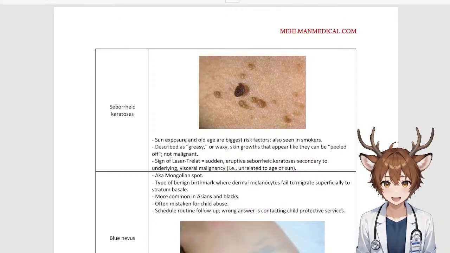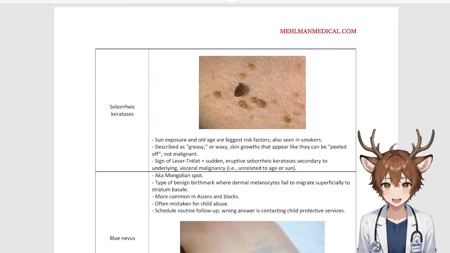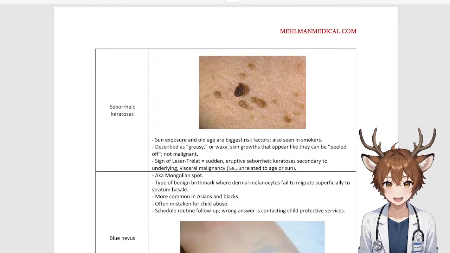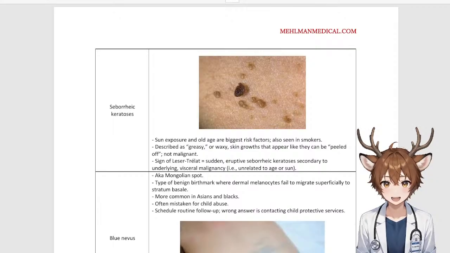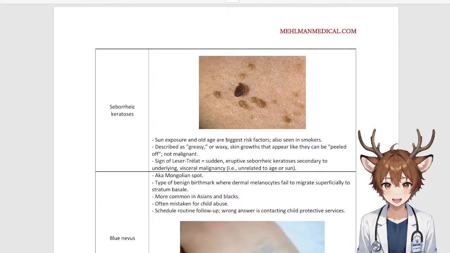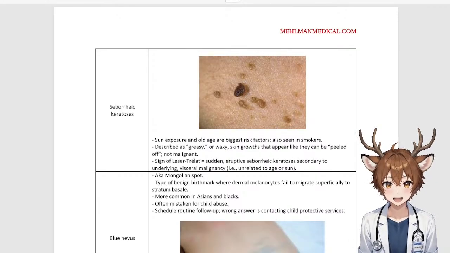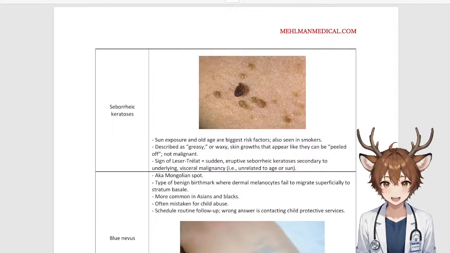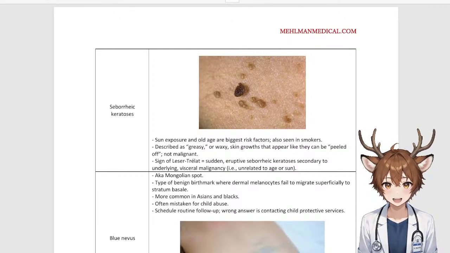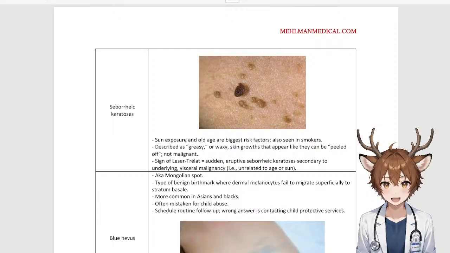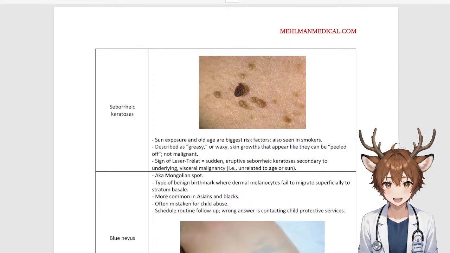Seborrheic keratoses. Sun exposure and old age are the biggest risk factors, also seen in smokers, described as greasy or waxy skin growths that appear like they can be peeled off, not malignant. Sign of Leser-Trélat: sudden eruptive seborrheic keratoses secondary to underlying visceral malignancy, that is to say, unrelated to age or sun.